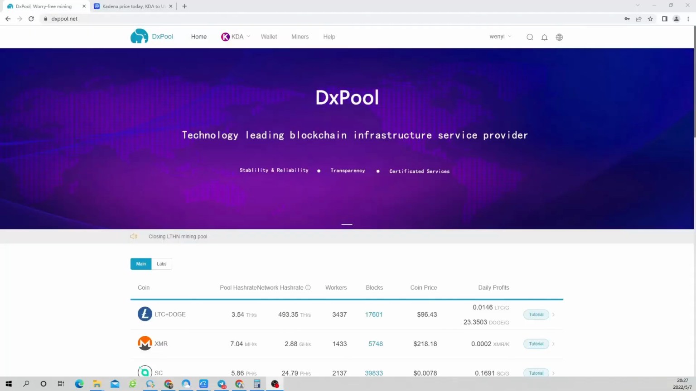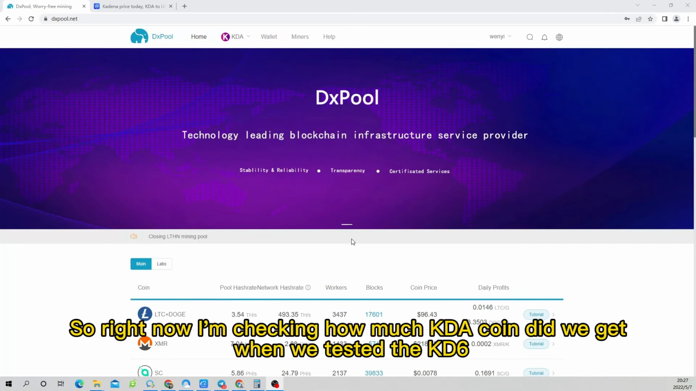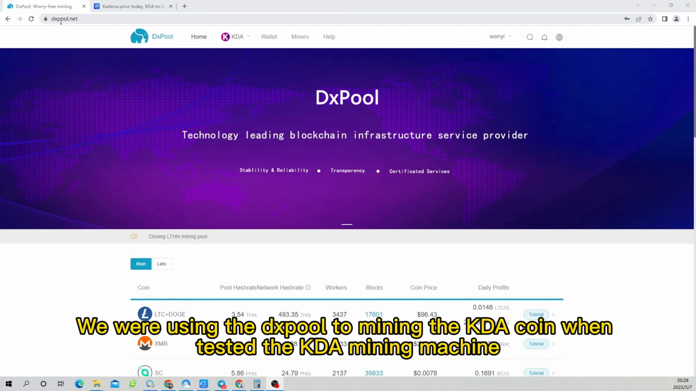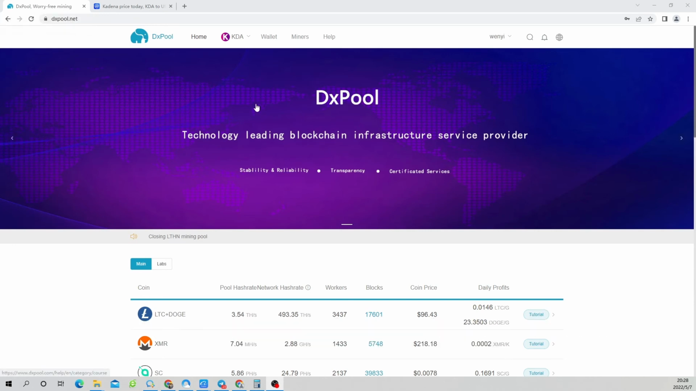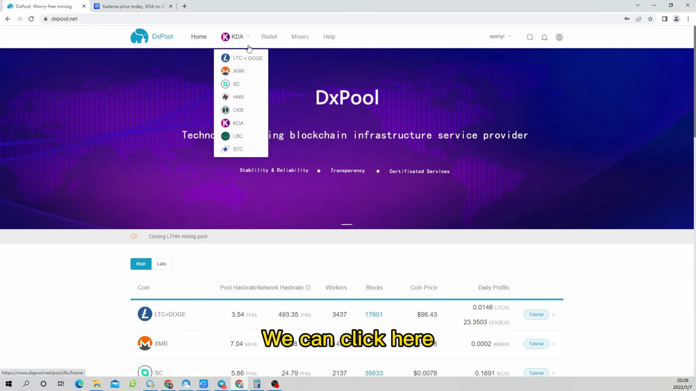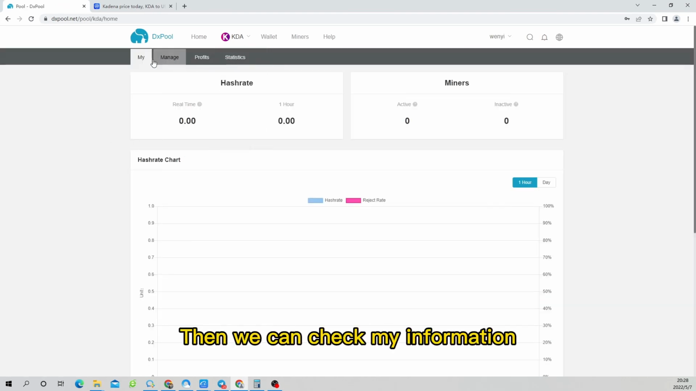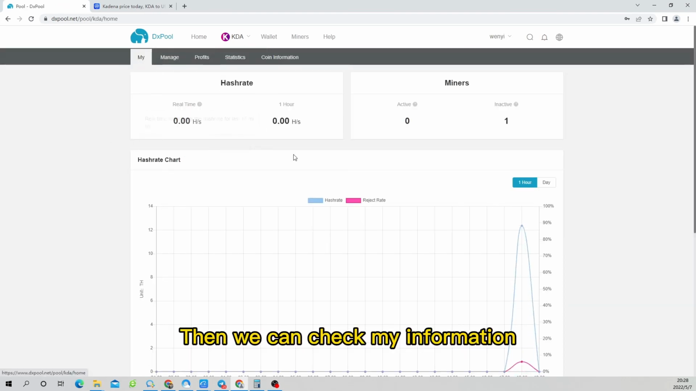Right now I'm checking how much we get. Did we get KDA coin when we tested the KD6? We were using the ViaBTC pool to mine the KDA coin. When we tested the KDA mining machine, we can connect here, KDA, and then we can check my information.